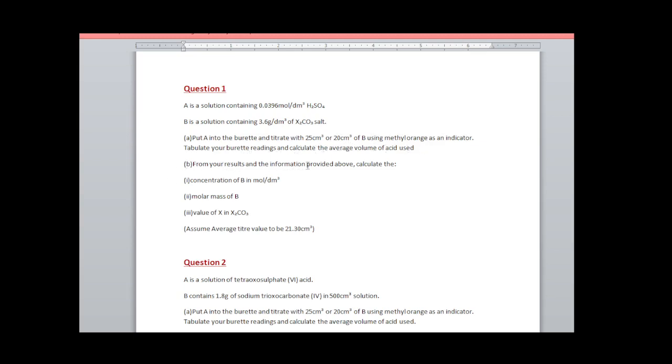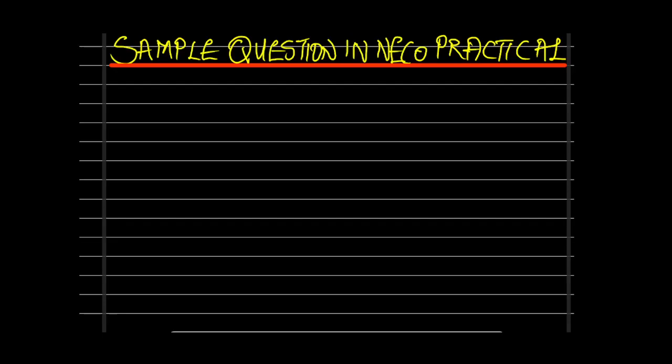From the results and the information provided above, calculate: 1. The concentration of B, that is the base, in moles per dm cube. 2. The molar mass of B. 3. The value of X in X2CO3. For this question, we are going to assume our average titre value to be 21.3 centimeter cube. So, let us now go into solving that.